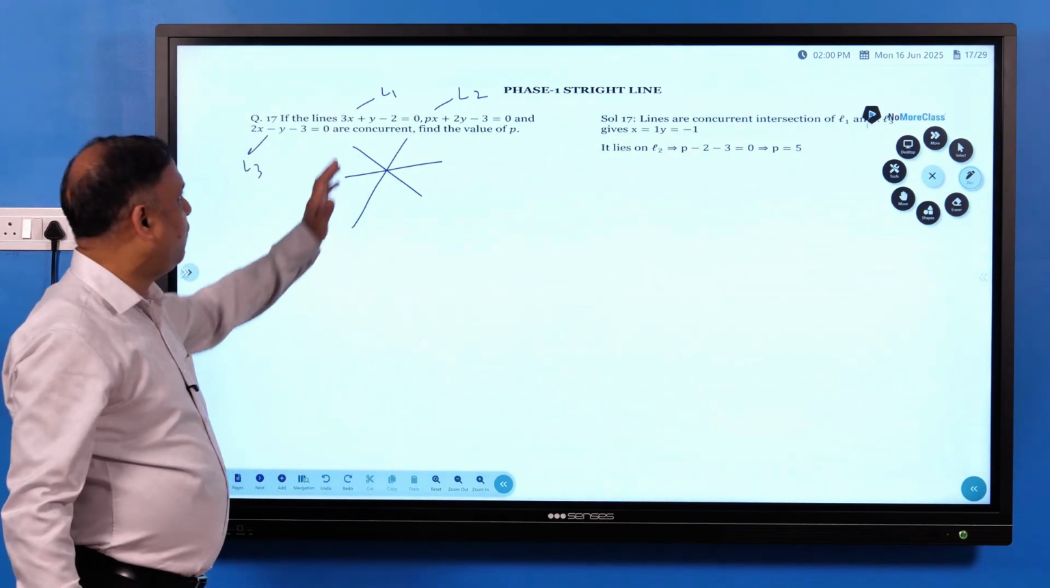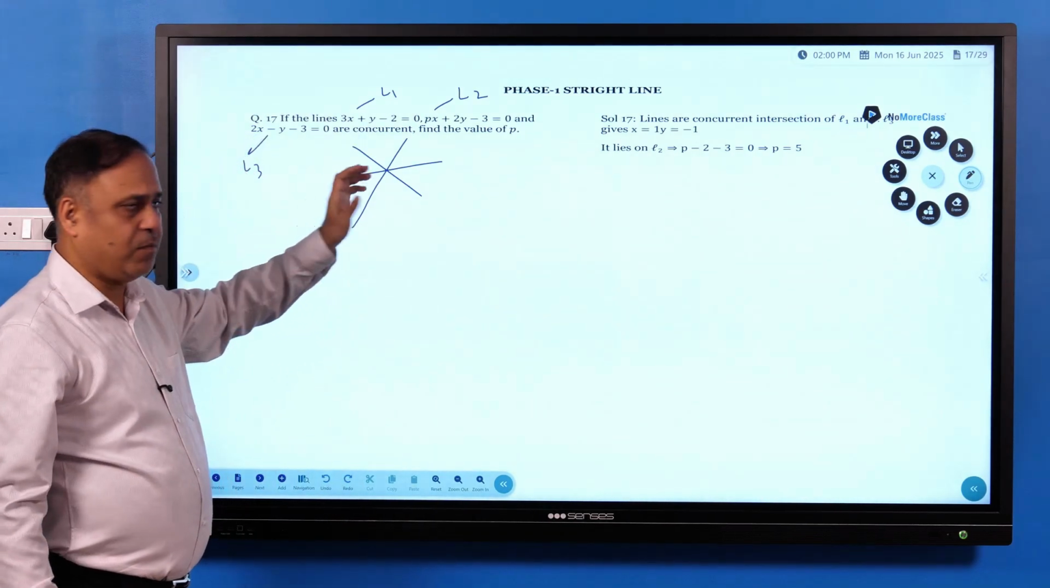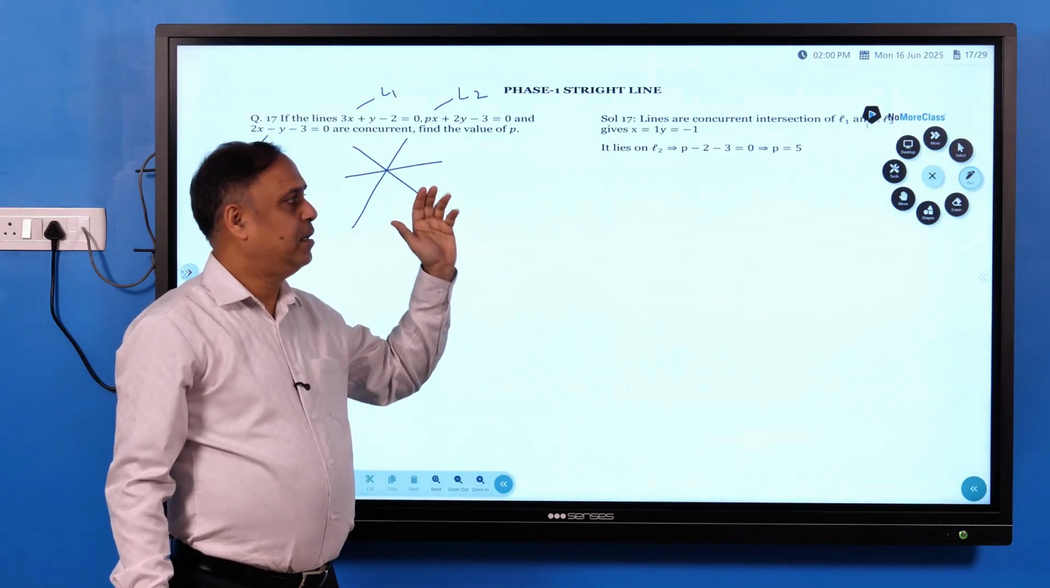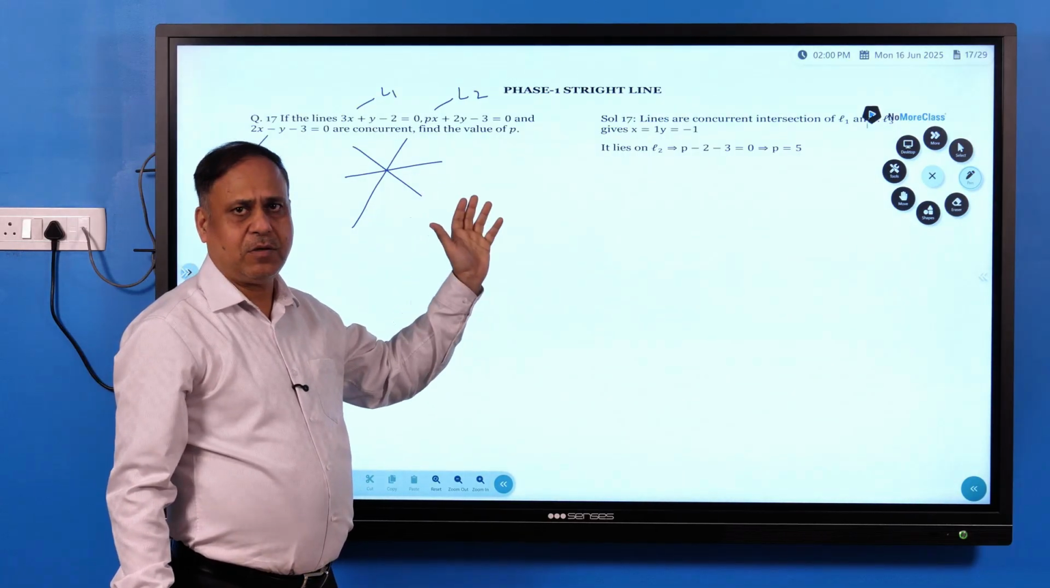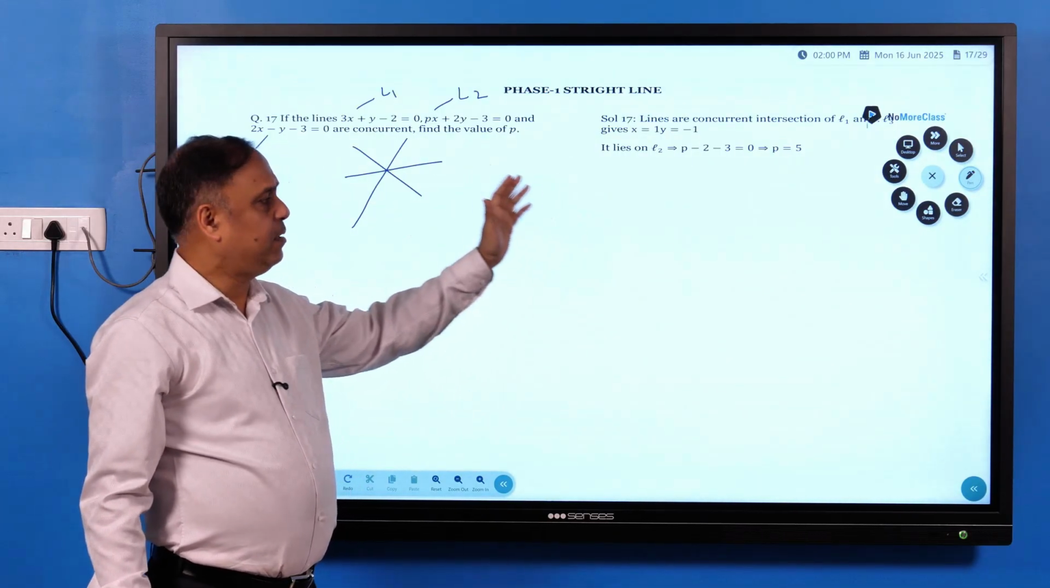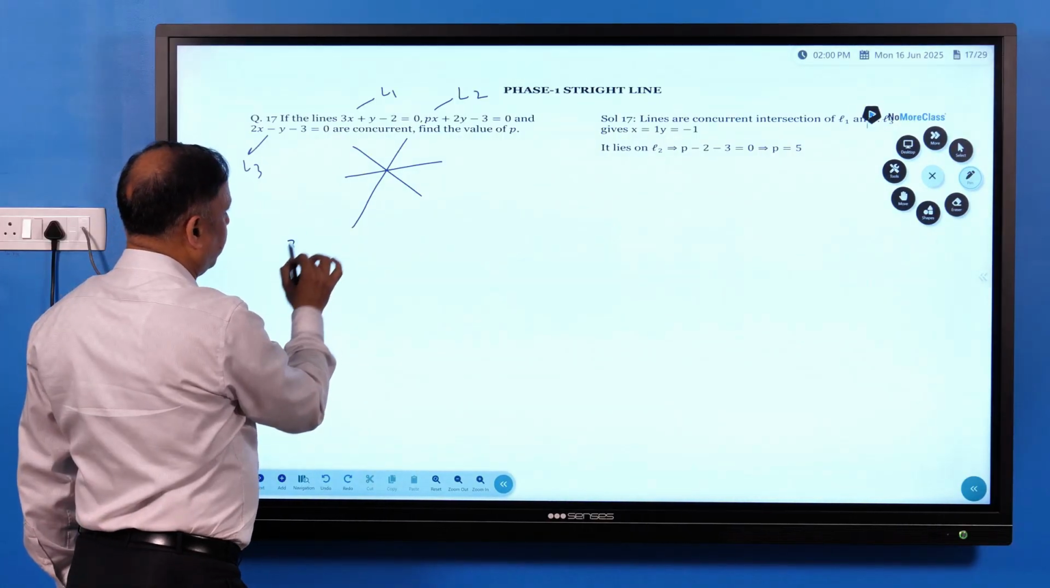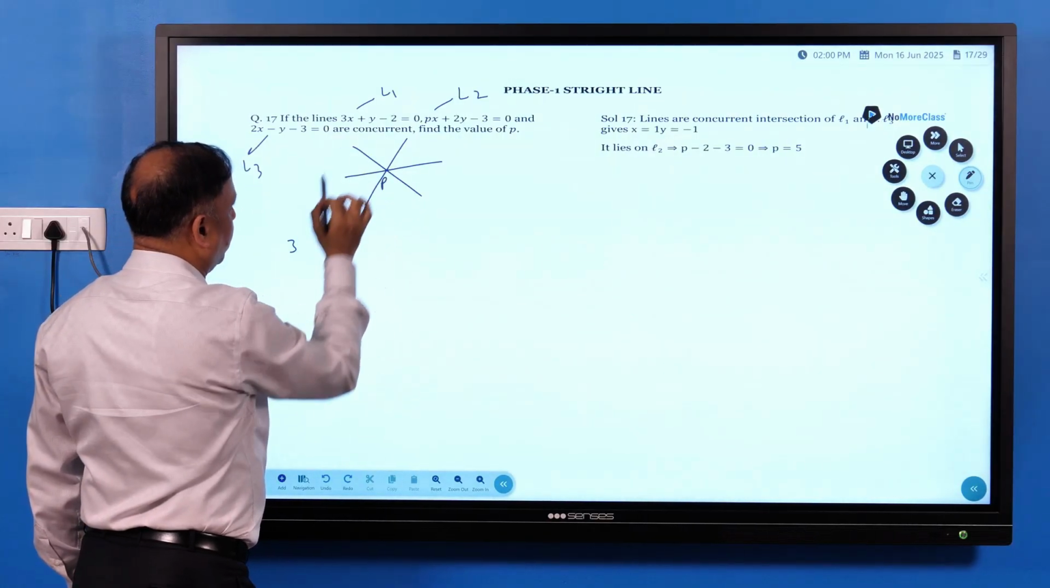So what I will do, I will find L1 and L3. Two methods are there. Both methods I am explaining. One method can be used in 11th class. Determinant, once you have done determinant, how to solve it. A 3 by 3 determinant, you can solve by another method also. So here, first solve this. Find this point P, the intersection point.